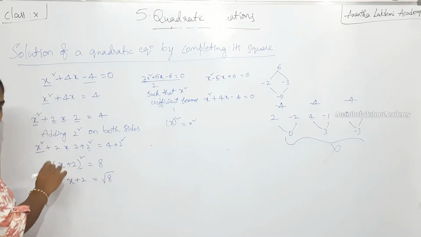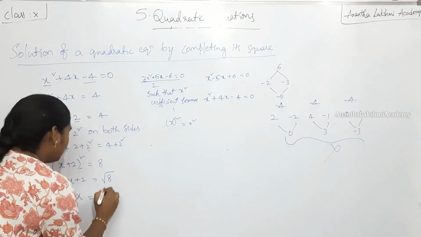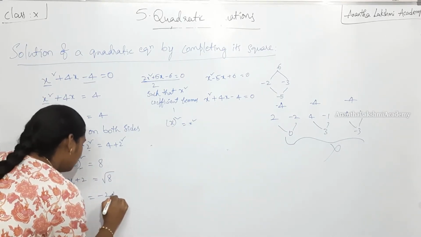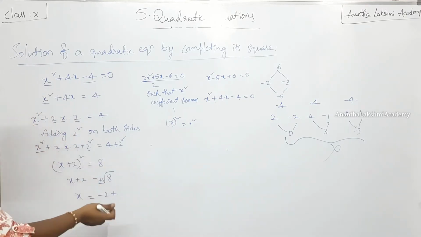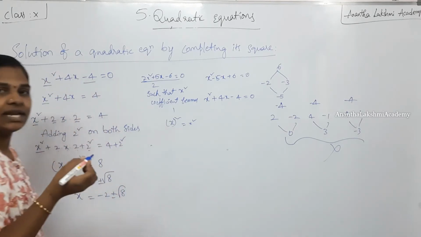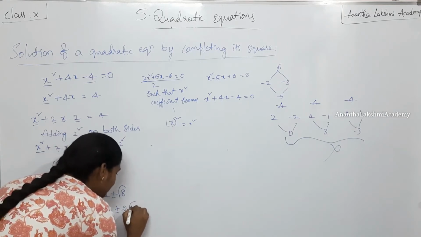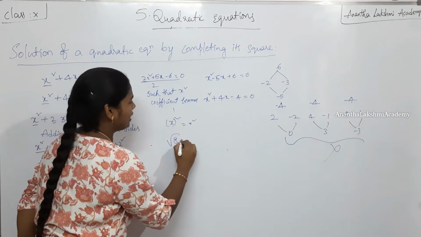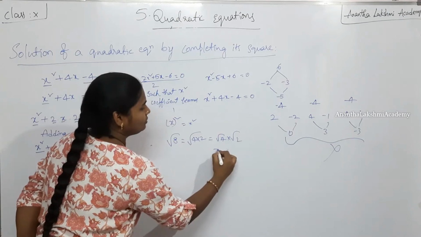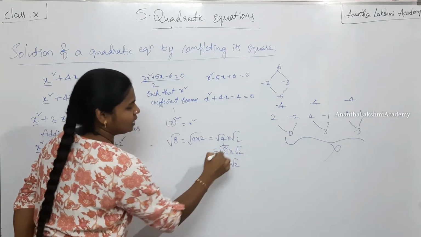Removing the square on this side will become the square root of the other side. If I send this 2 also to the other side, it becomes minus 2 plus or minus root 8. How can I write root 8? Minus 2 plus or minus 2 root 2. Isn't it? Root 8 is nothing but root 4 into 2, and root 4 is 2 square under root, which is nothing but 2, as the square and root get cancelled.